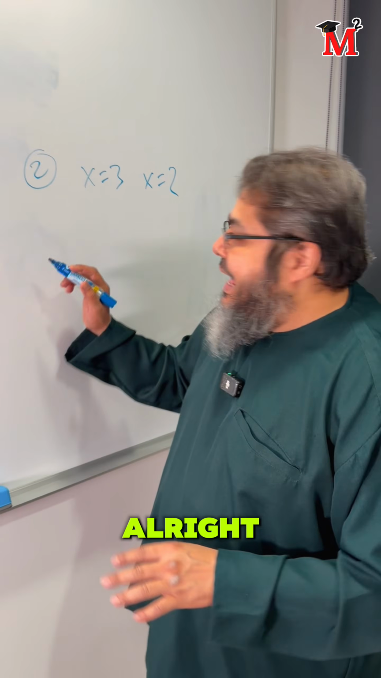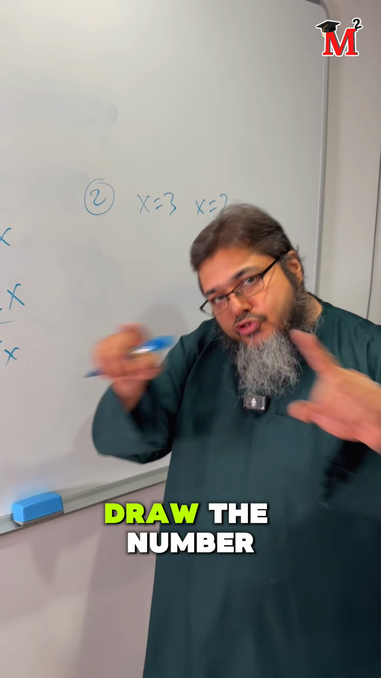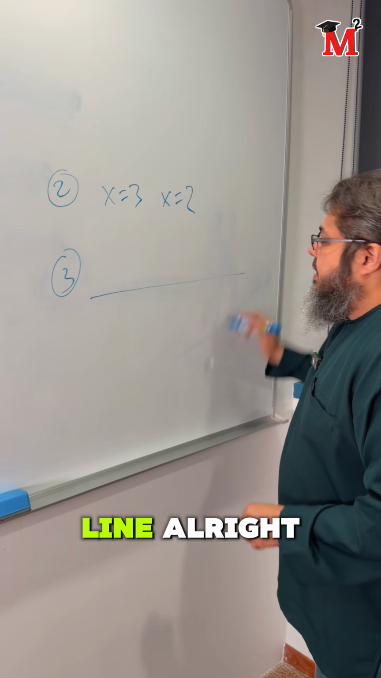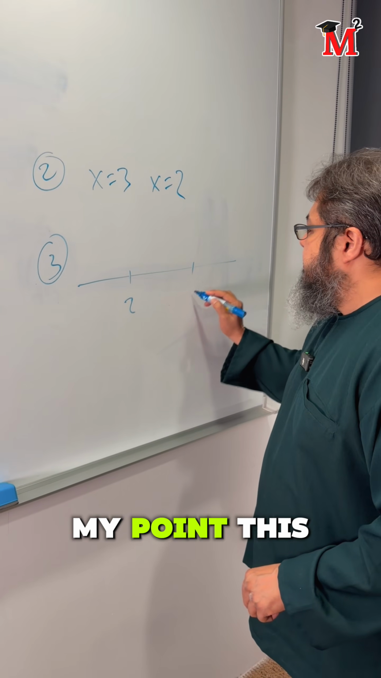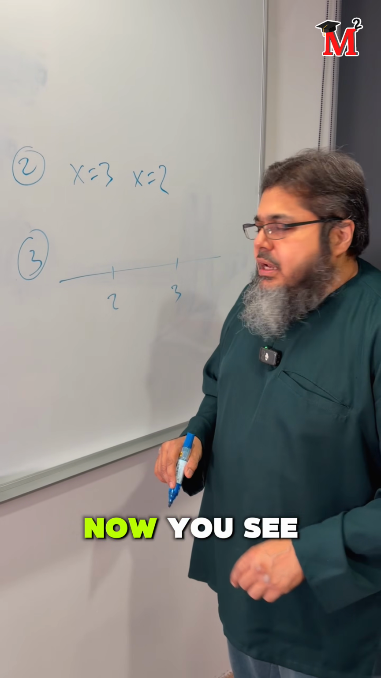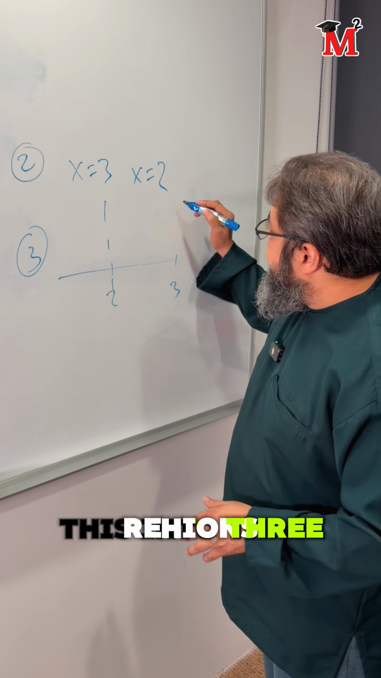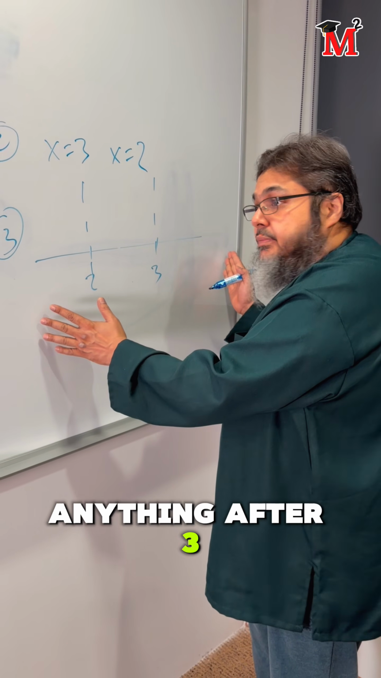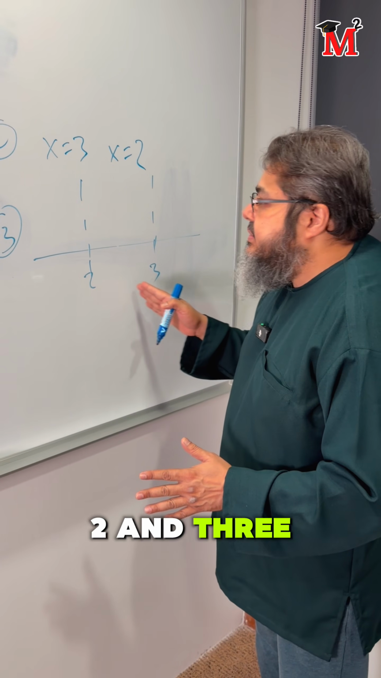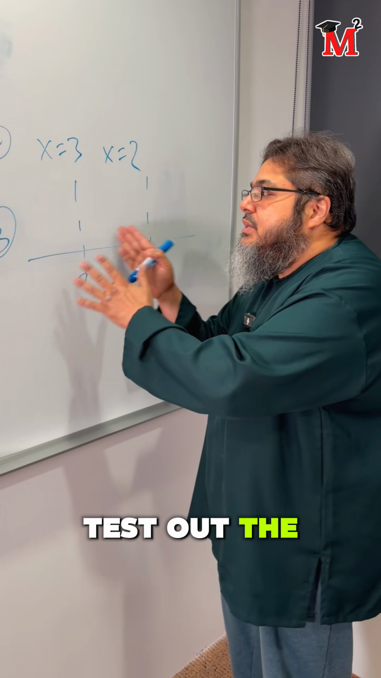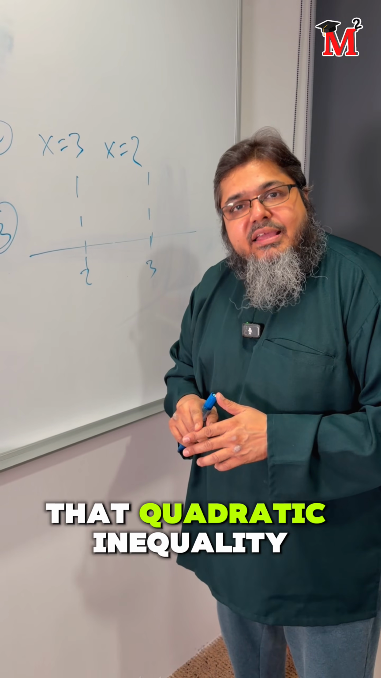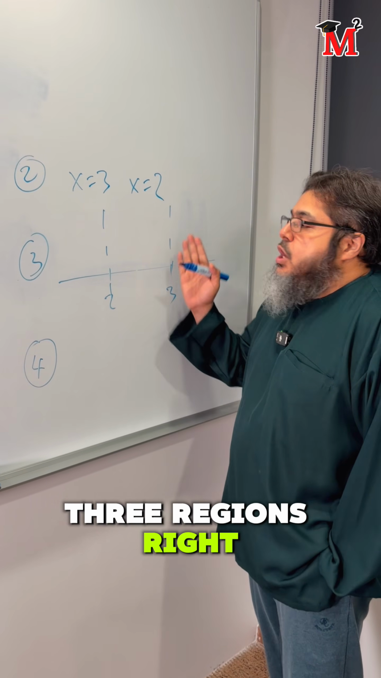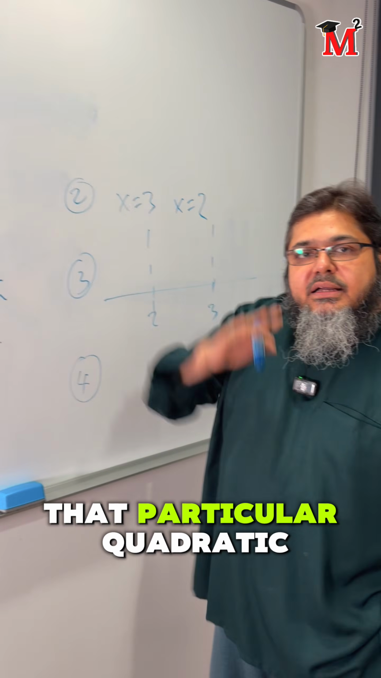Step number 3. After getting the 2 critical points, you're supposed to draw the number line and mark the points out first. So you have the number line, and I have these 2 points marked out. Now you see, I can segregate this into 3 regions. One is anything before 2, anything after 3, and anything between 2 and 3. Now we're going to test out the region which will satisfy that quadratic inequality. Step 4. We are now testing out which region. There are 3 regions, right? Which region is going to satisfy that particular quadratic inequality.